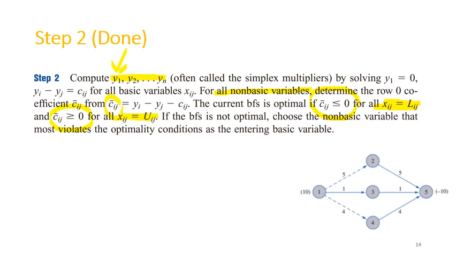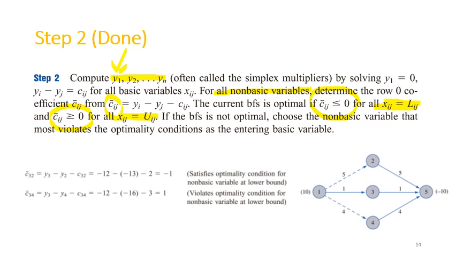And then based on the previous slide, we saw that one of the non-basic variables violates the optimality conditions, which corresponds to the variable x34, which is currently at lower bound. So it means that currently the flow from 3 to 4 equals 0. Nothing flows from 3 to 4. Based on this calculation, we know that we need to try to increase the value from 0 to something positive. So that's what we're going to do in step 3.